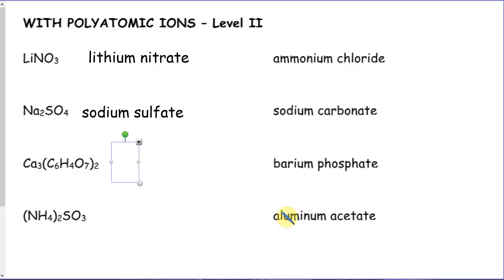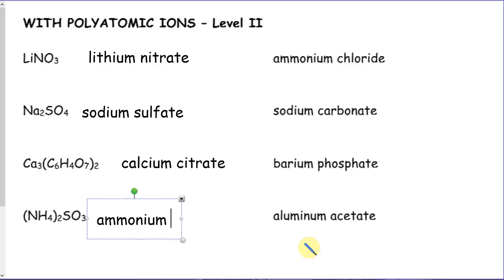Ca3(C6H4O7)2. This is calcium. And I believe this is the citrate ion. (NH4)2SO3. We have ammonium. This is 2 polyatomic ions. This is ammonium. And SO3 is the polyatomic ion sulfite. And you make sure you know the difference. You now have a sulfide, which is just sulfur with a -2 charge. And you have a sulfate and you have a sulfite.